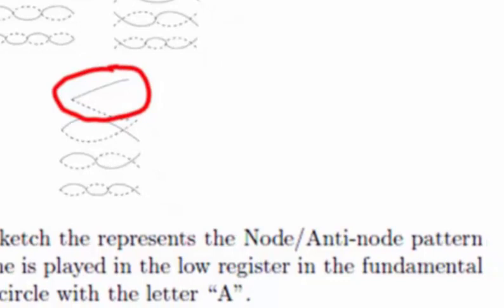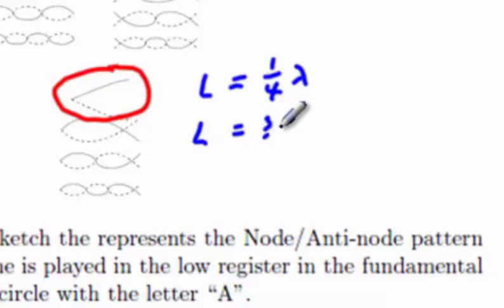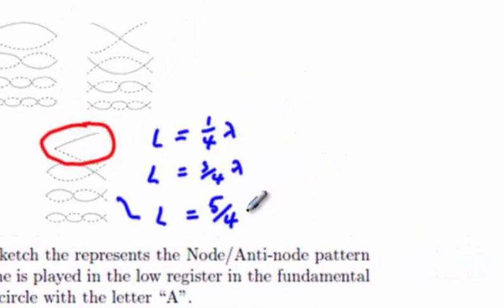What we find is that in this lowest order sketch, the length is 1/4 wavelength. In the next sketch, the length is 3/4 wavelength. And in the one below that, which is here, the length is 5/4 wavelengths, and so on.